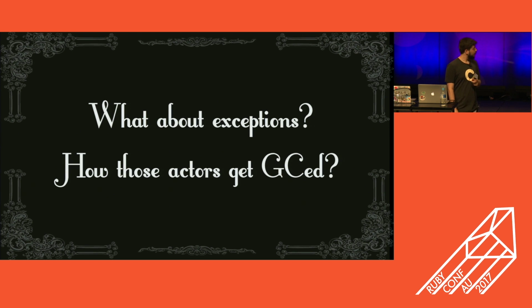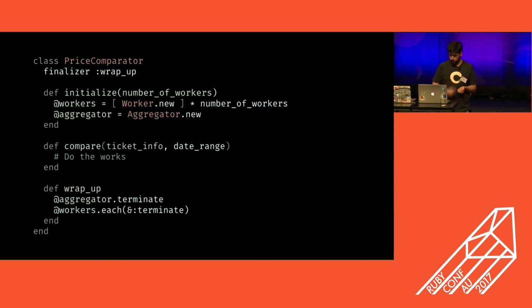But I think some folks in the audience are wondering, what about exceptions? If everything is asynchronous and something crashes, what happens? And how do those actors get garbage collected? How does Ruby deal with the fact that every actor has its own thread? That's crazy. So here is where the magic of conference slide code starts to fall apart. You need to handle those actors yourself.